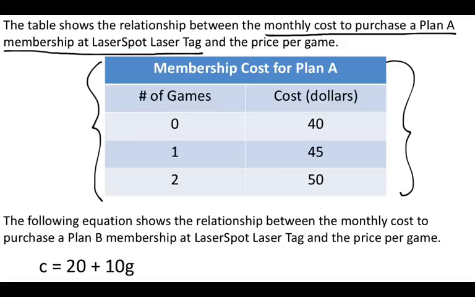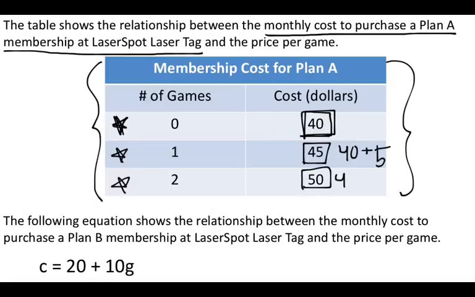What's happening in this table for Plan A is if you don't play any games of laser tag, it's going to cost you $40. So it's $40 for a Plan A membership. Then if you play one game, you have paid $45. The $40 fee plus the $5 for the game. If you play 2 games, it was a $40 fee and you paid $10 for the games. Just so you kind of understand this table here and where the numbers are coming from. So copy this table down.